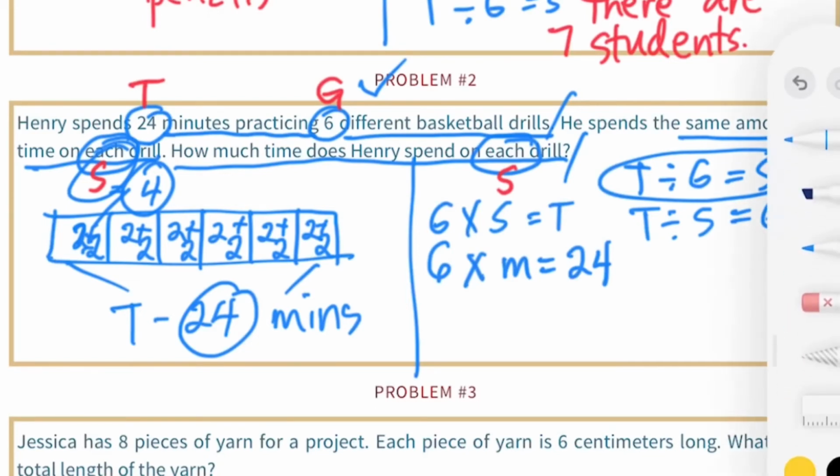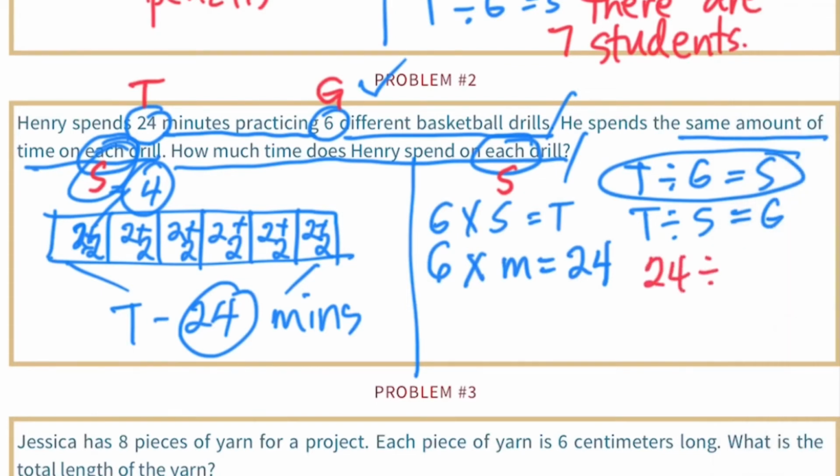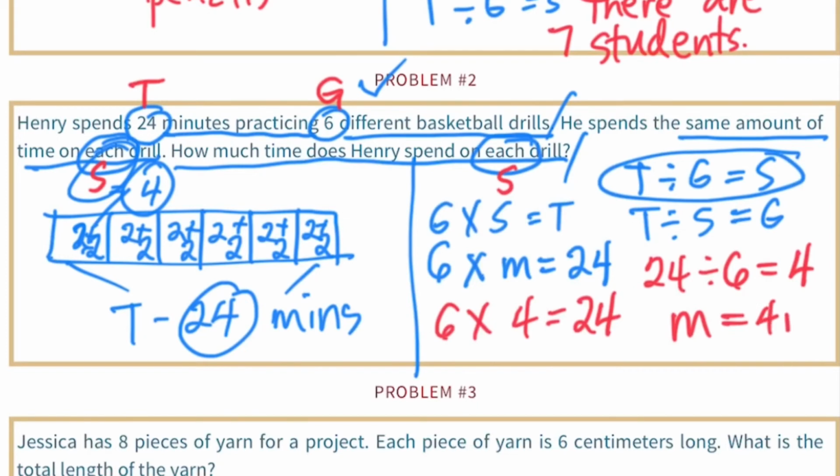T is 24. G is 6. And of course, the answer is 4, because we know that 6 times 4 equals 24. So your answer is M is 4 minutes. That means each drill, he spends 4 minutes.